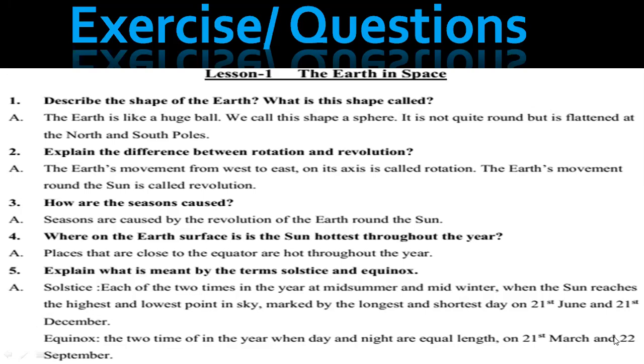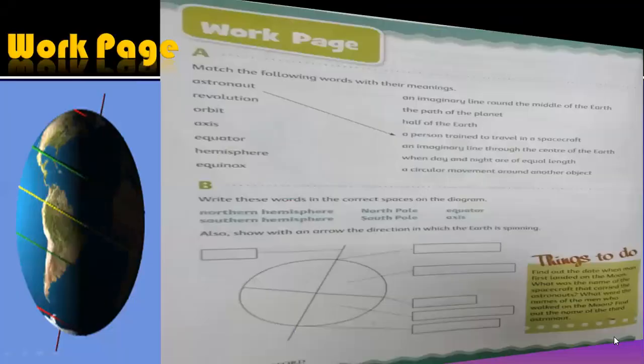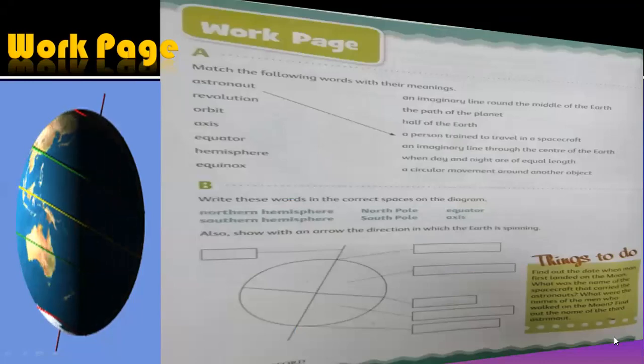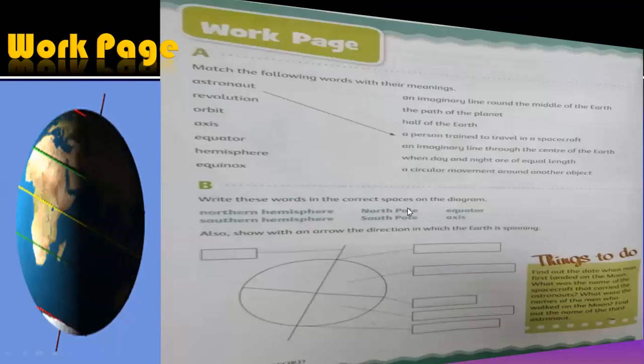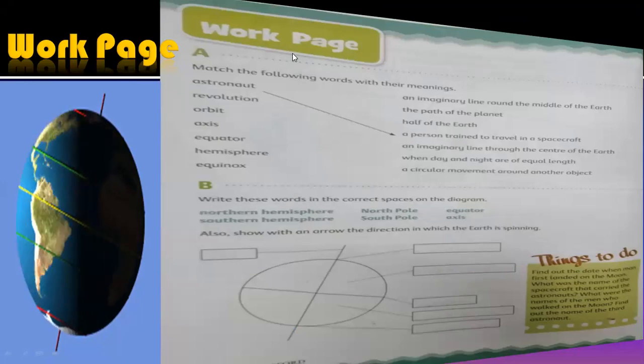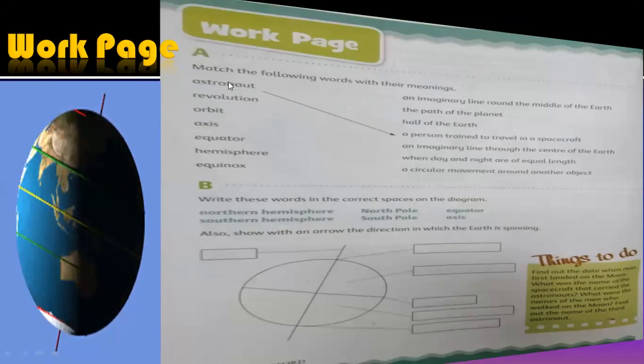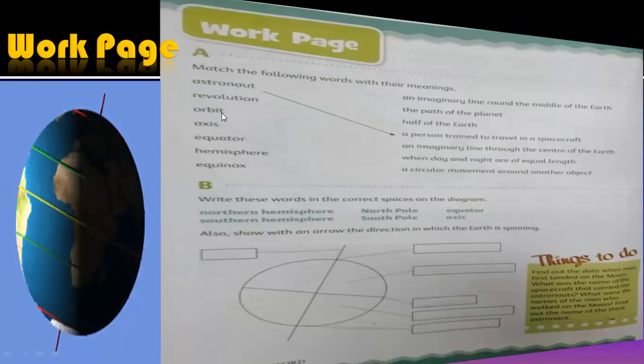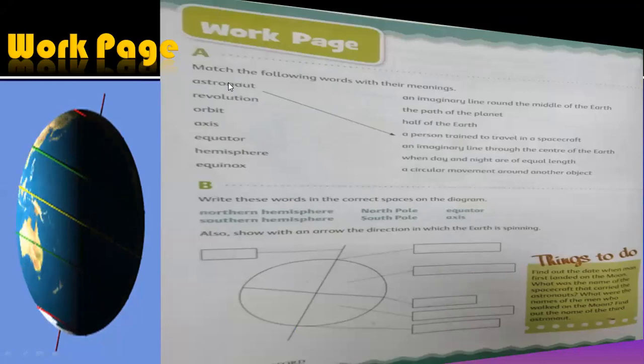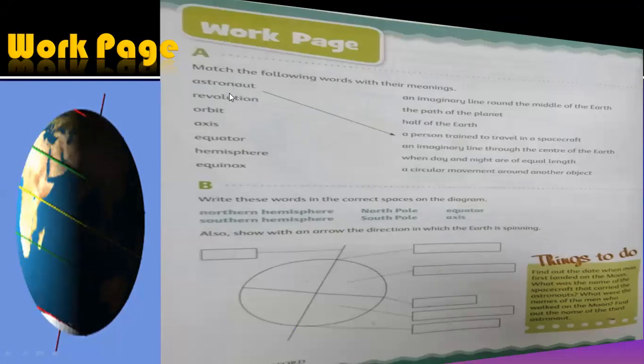I hope you understood these question answers. Write them on your neat copy in a very good way. And on the next page, we have a work page. Match the following words with their meanings. You know these things already. Just check your ability, whatever that you understand.